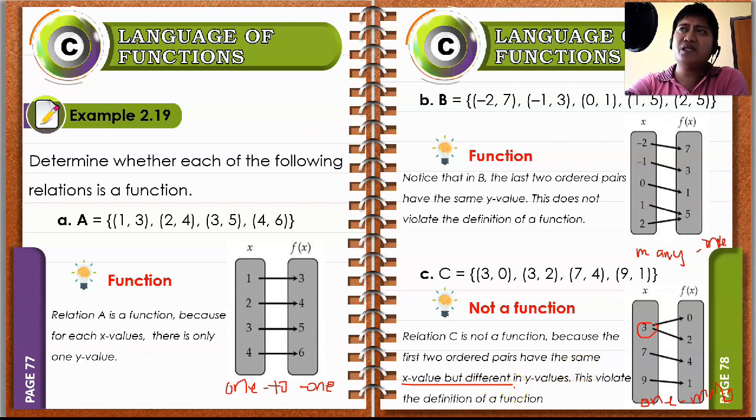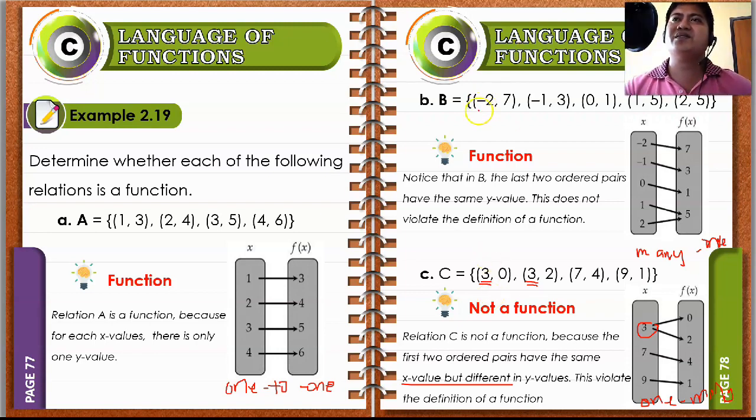It should be only exactly one Y value. In other words, given the relation, the shortcut to determine if the relation is a function is just to check the first element. If no two elements are the same, then that is a function. If the first elements are the same, then that is not a function.